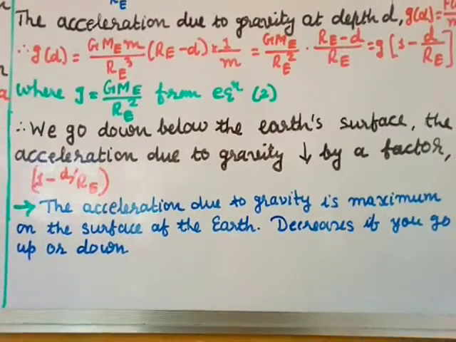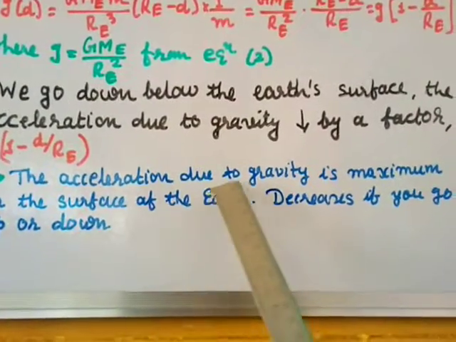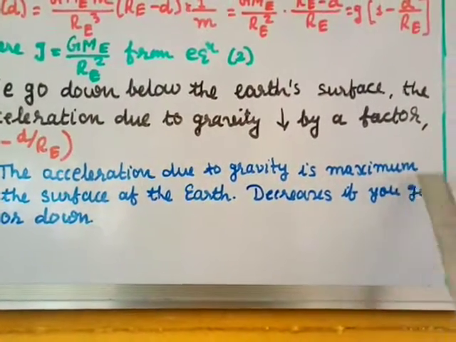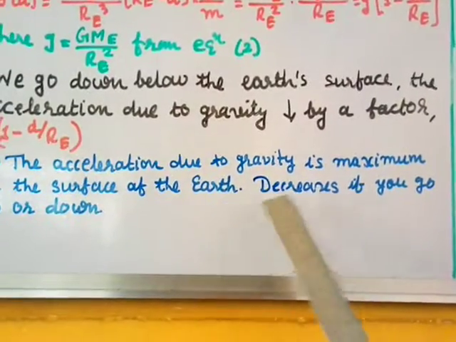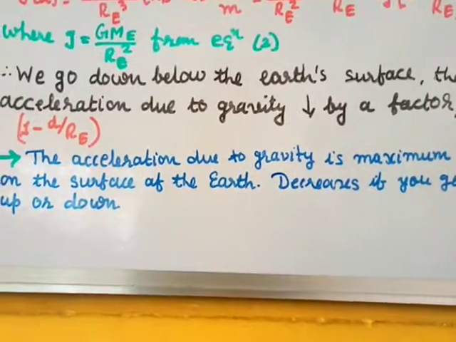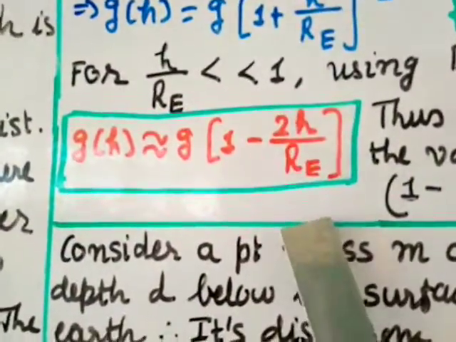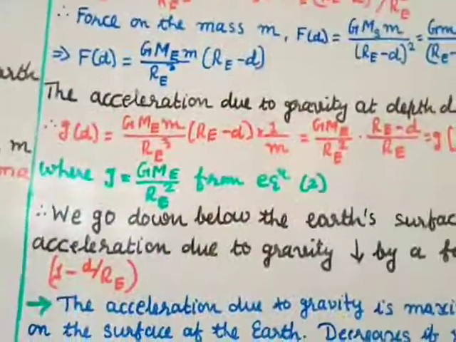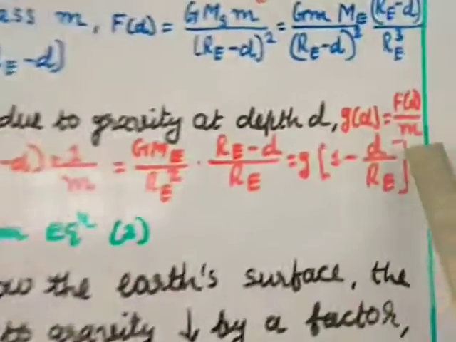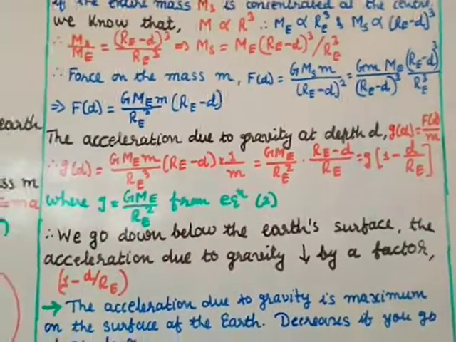That means at the surface of the Earth it is the maximum value. So we can say that the acceleration due to gravity is maximum on the surface of the Earth and decreases if we go up or down. If you go upward, it decreases by the factor 1 minus 2h by Re, and if you go below, it decreases by the factor 1 minus d by Re. Here d is the depth and h is the height at which you are going.